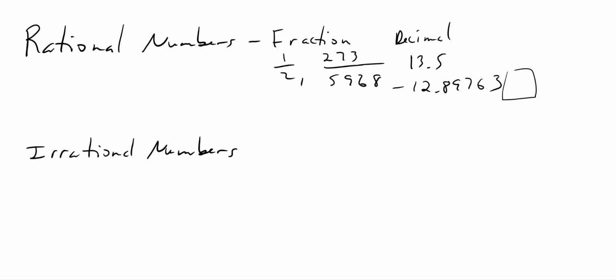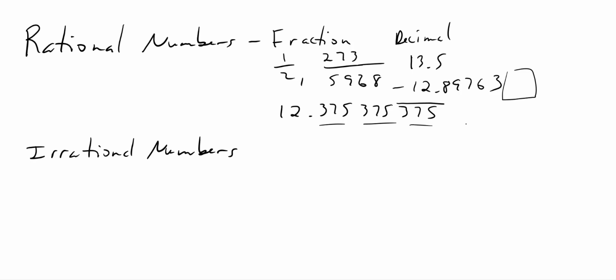Okay? If it repeats, so if I had like 12.375 375, and I'm going to put a little bar over that. If that repeats, and you can see 375, 375, 375 already keeps going, that's a rational number. Okay? If it doesn't repeat, it's an irrational number.